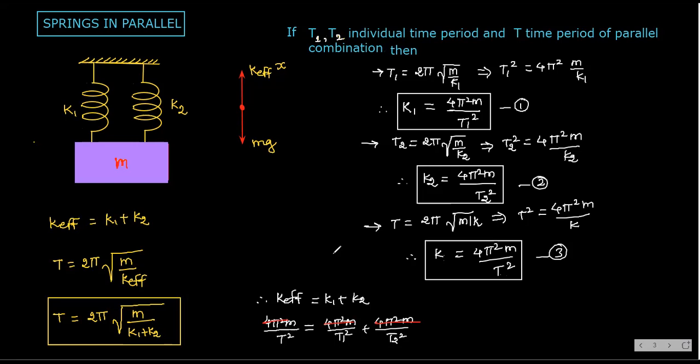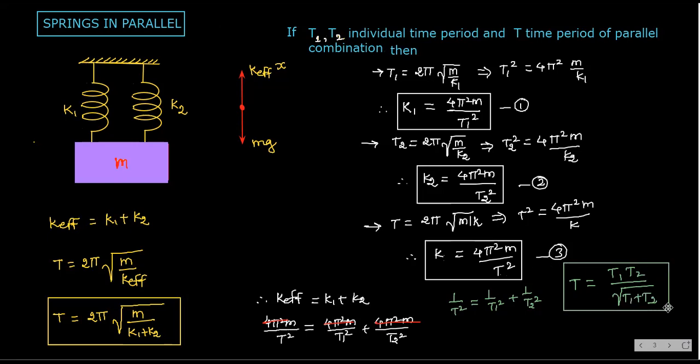throughout, and what are we getting? 1 by T square, we are getting something like this. 1 by T square is equal to 1 by T1 square plus 1 by T2 square. Take LCM and we will get the answer like this. That is T is equal to T1 T2 divided by under root of T1 plus T2. Check once.